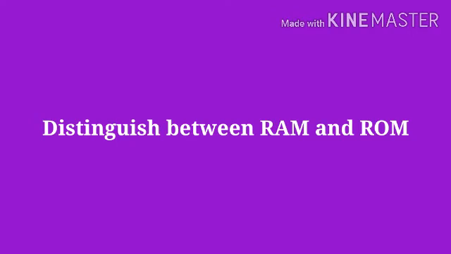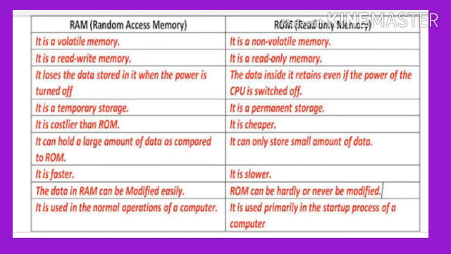Let's distinguish between RAM and ROM. RAM is a volatile memory, ROM is a non-volatile memory. RAM is a read-write memory, ROM is a read-only memory. RAM loses the data stored in it when the power is turned off. ROM, the data inside it retains even if the power is switched off. RAM is a temporary storage. ROM is a permanent storage. RAM is costlier than ROM. ROM is cheaper. RAM can hold a large amount of data as compared to ROM.